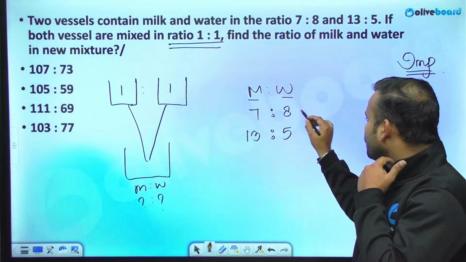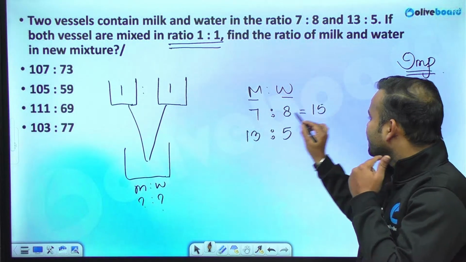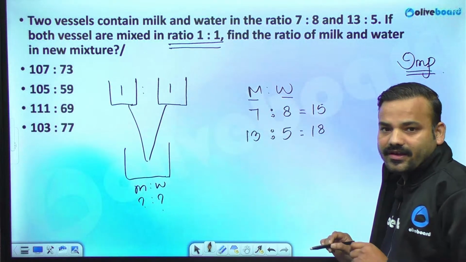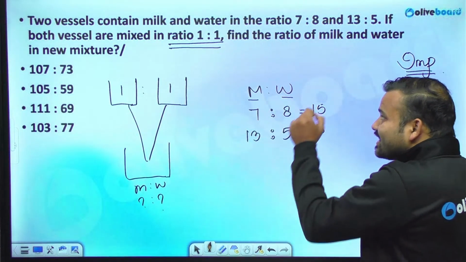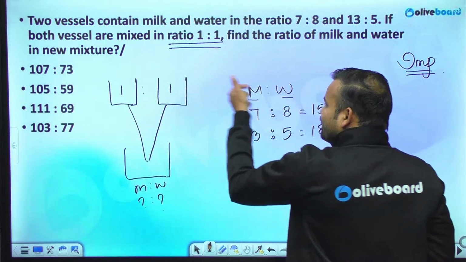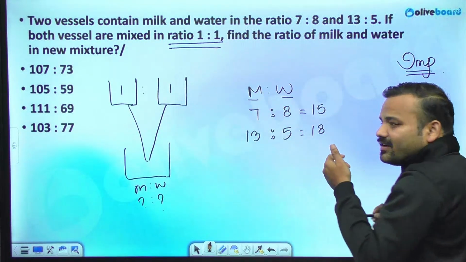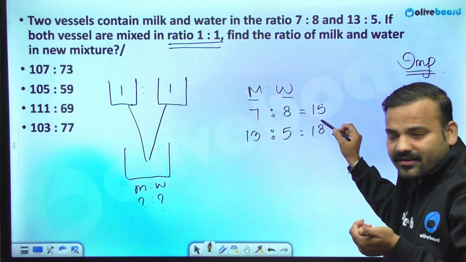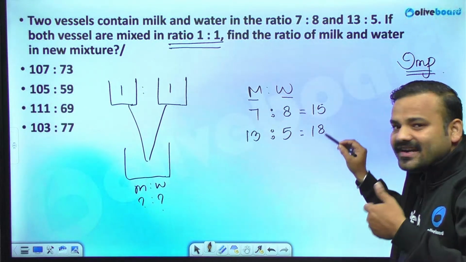Let's check out the volume over here. The volume of the first container is 15 units and that of the second container is 18 units. The question has asked clearly that you should be mixing both the containers in the ratio of 1 and 1. So make it equal. How to make it equal? Take a common multiple. A multiple of 15 and 18 is 90.